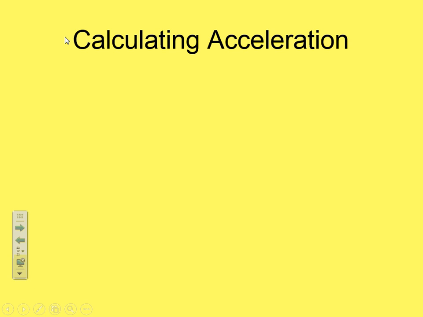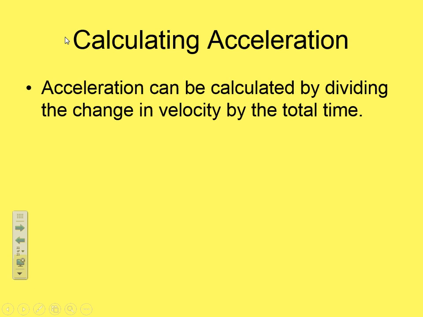So how do we calculate acceleration? Well, it's going to be calculated by taking the change in velocity and dividing by the total time. So now we're going to expose you to a new equation. We have acceleration is equal to triangle v over t. What does triangle mean? Triangle means change in.